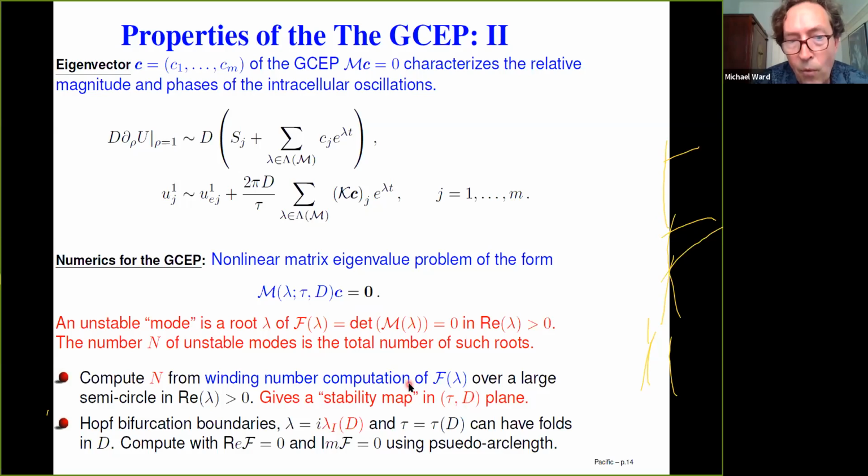So you can use a winding number computation, implement that numerically to get a stability map. And then you can compute the Hopf bifurcation values by path following in D, but there are, as I'll show you, branch points and saddle node points, and so you have to use pseudo arc length continuation.